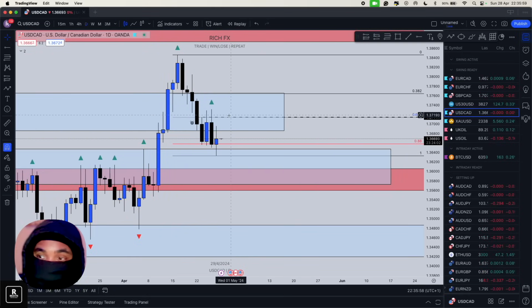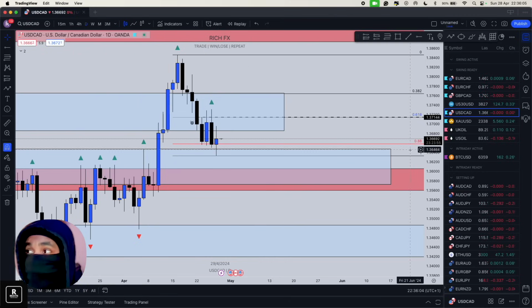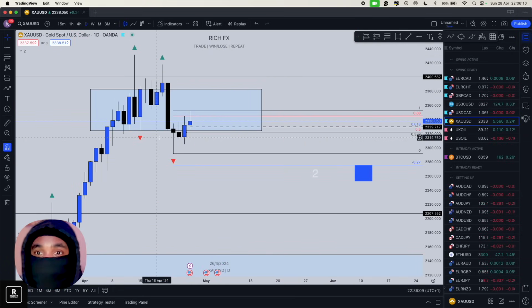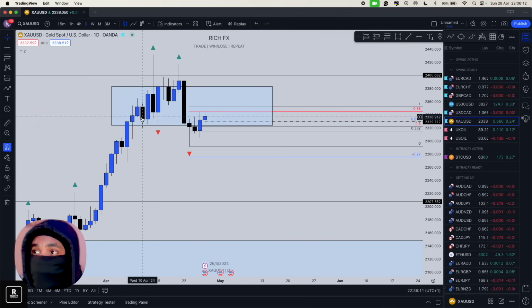It's up to you to wait for the daily to break the 61.8, or you can wait for the 4-hour to break the 61.8. Either way, this is a good trade. Next pair, we've got gold. So with gold, we're looking for shorts.